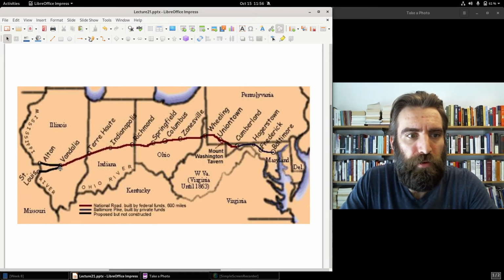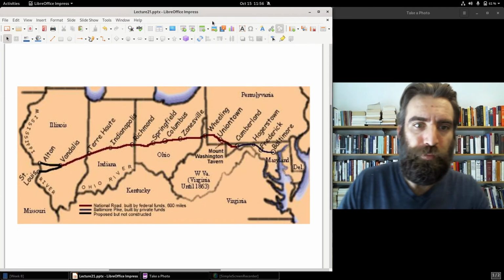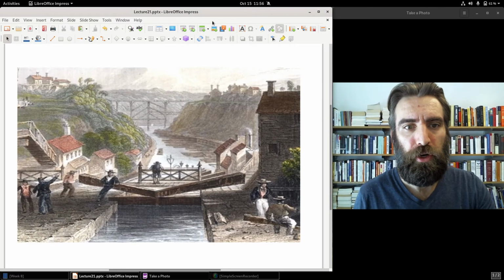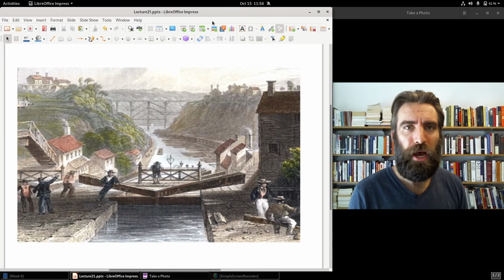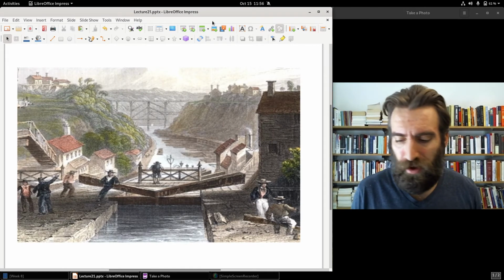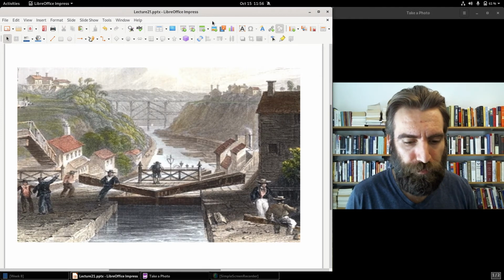And then it wasn't too far of a route then to St. Louis, and then you got the Mississippi River. So internal transportation improves. Canals were built during this period, and canals were very, very capital intensive. They required lots and lots of investment, lots of money to build a canal.